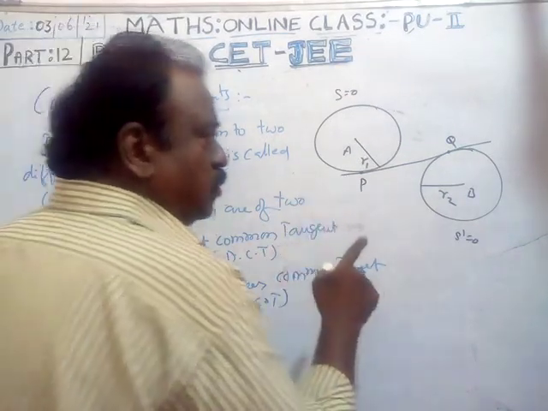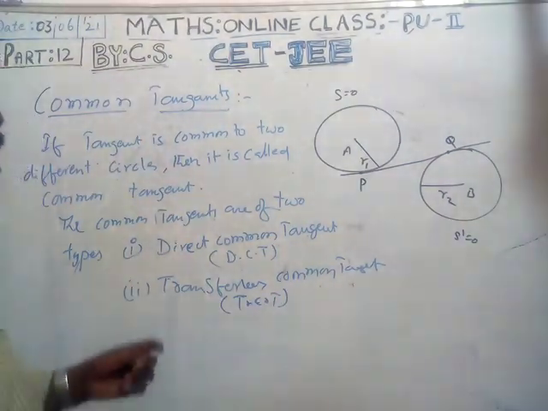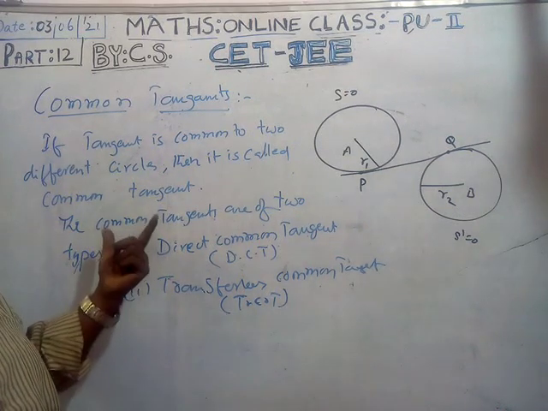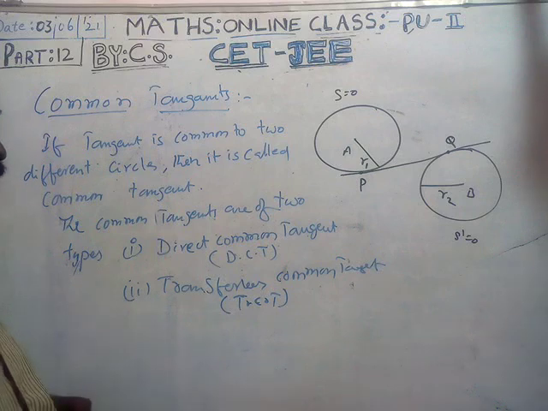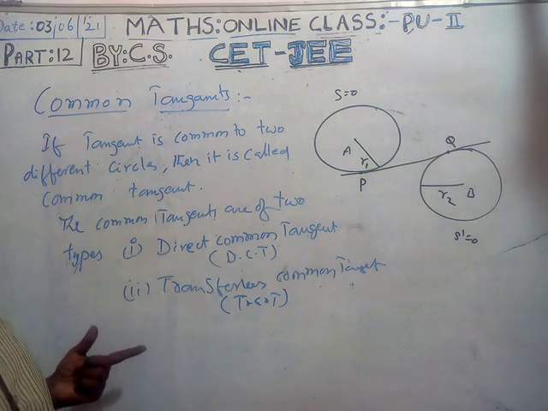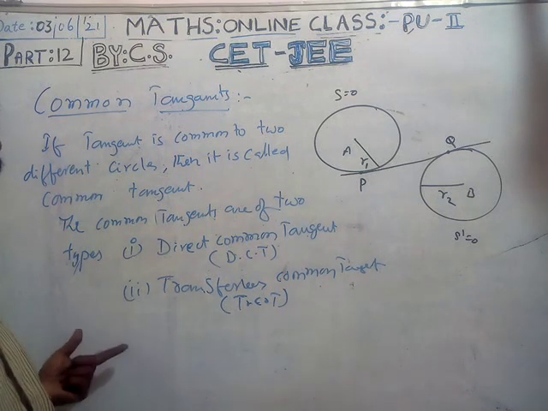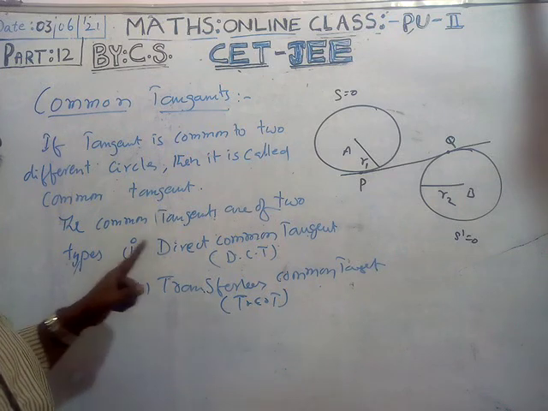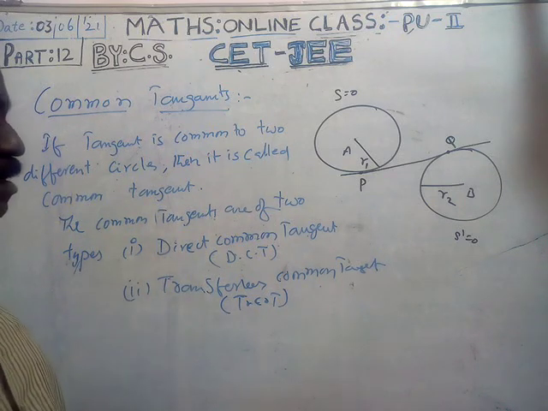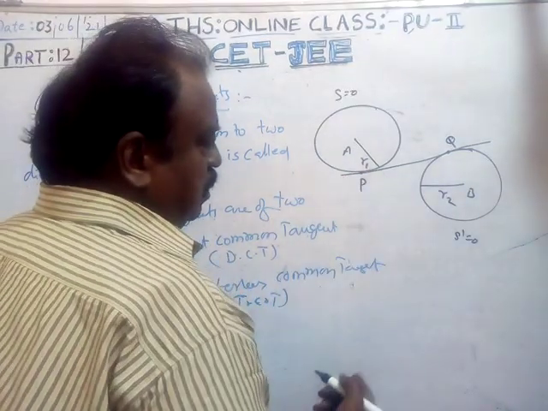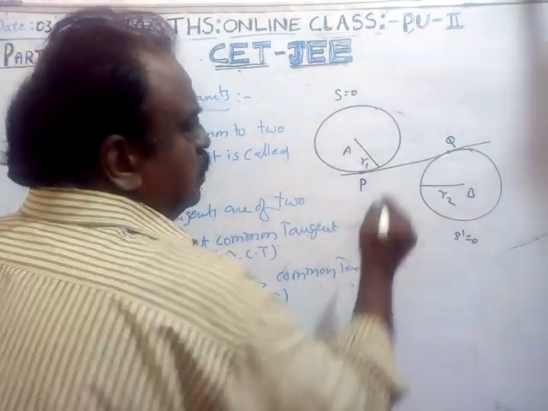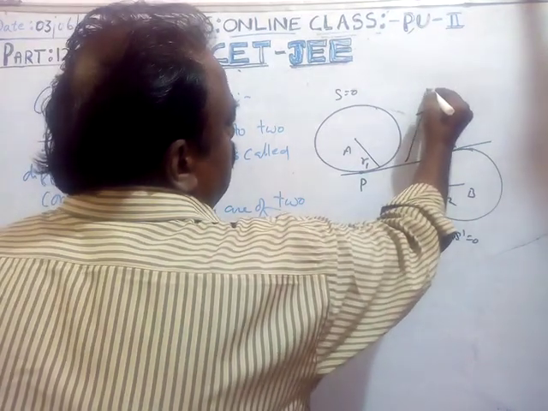These are of two types. First of all, what does common tangent mean? It touches both the circles. It is common to the two circles, which are different. But there are two types. One is the direct common tangent. Another is the transverse common tangent. How can we say? I will write it first. It is a TCT.